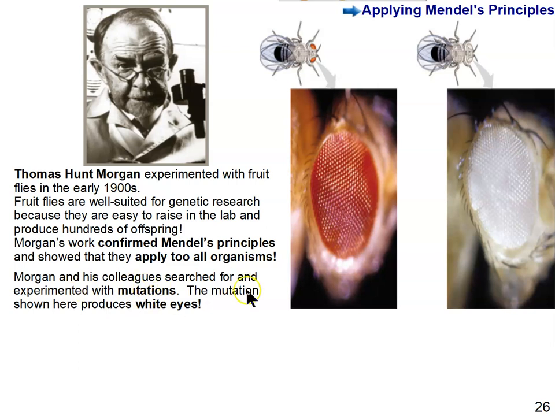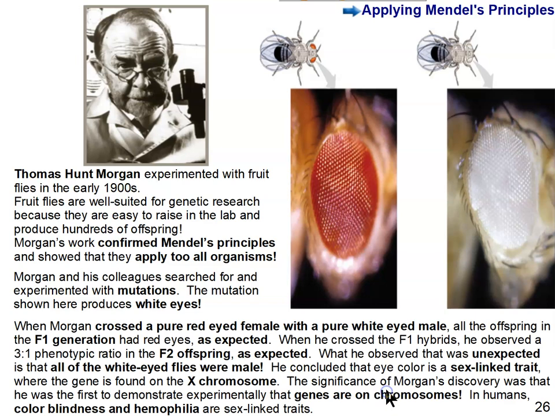So again, they searched for mutations. The mutation shown here is white eyes. Usually fruit flies have red eyes. I don't know if you've taken a close look at fruit flies, but they all have red eyes. But occasionally, and like I said, they had to look at hundreds of thousands of flies before they finally found this white-eyed mutation. But when they found this mutation, they then used that individual in breeding experiments to figure out how it was inherited.